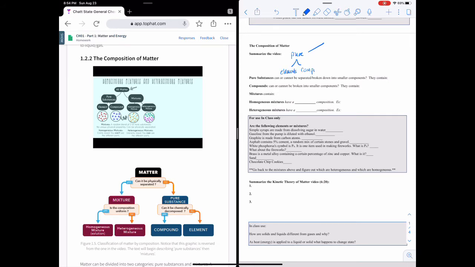All right, so now let's go ahead and define mixtures. You can keep watching that one. You could redraw this, or you could put some little notes in, but that's where you would summarize the video.